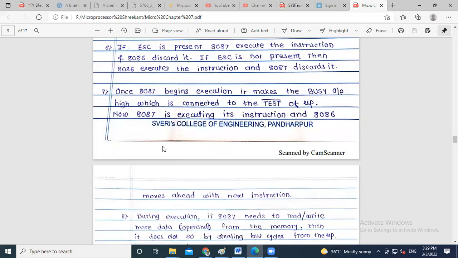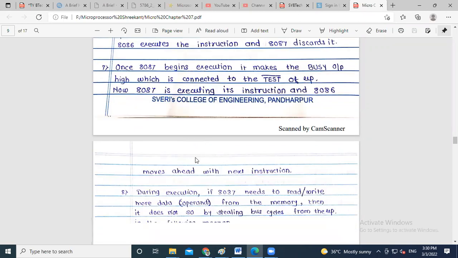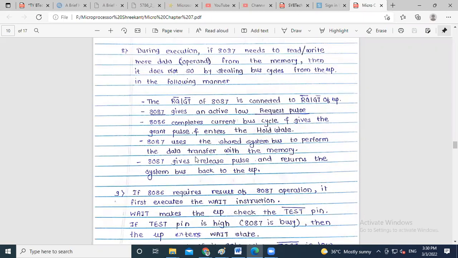the 8087 begins the execution, and whenever it is busy, its output goes high, which is connected to the TEST pin of the microprocessor. There is one TEST pin we are using in the pin configuration of 8087. You just have to recall that. And the 8087 execution timing automatically increases. So during the execution of 8087, it needs to read and write from memory. Then it does not stick with the cycle from the microprocessor; in the following manner, the request and grant signals of 8087 are connected to the request and grant signals of the microprocessor.